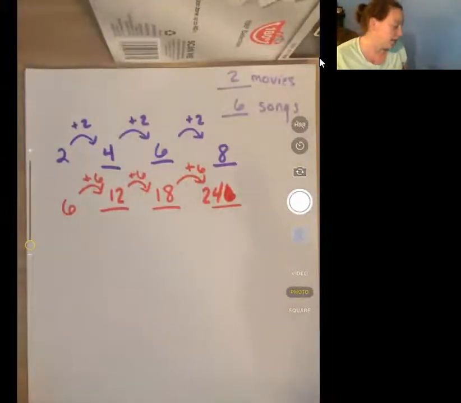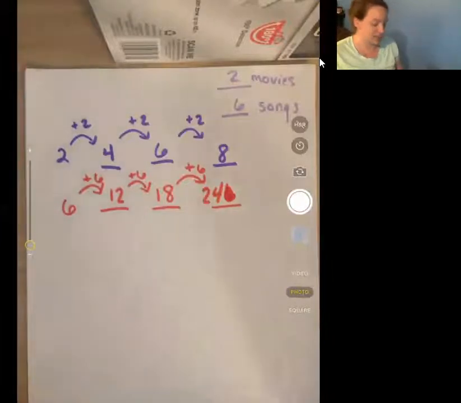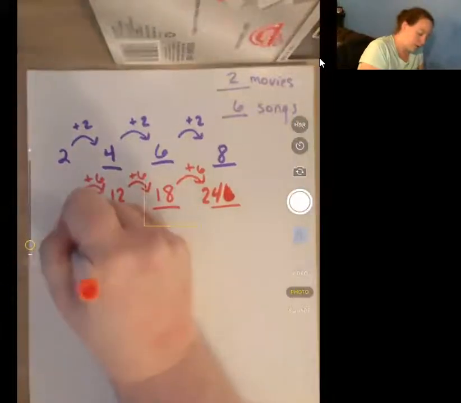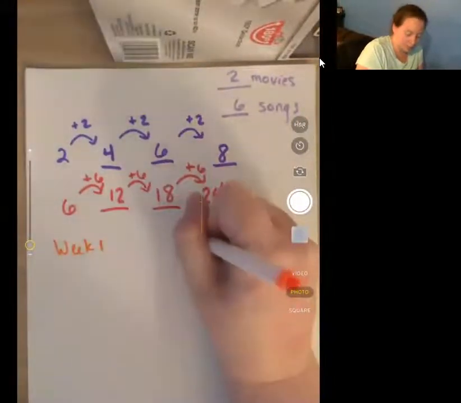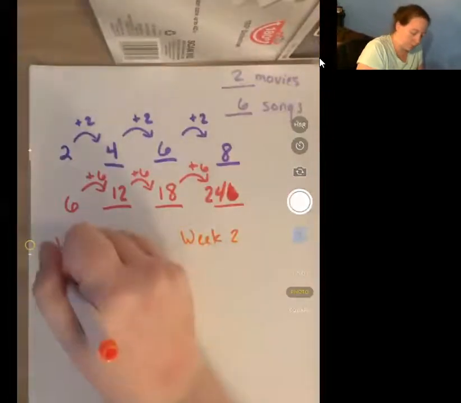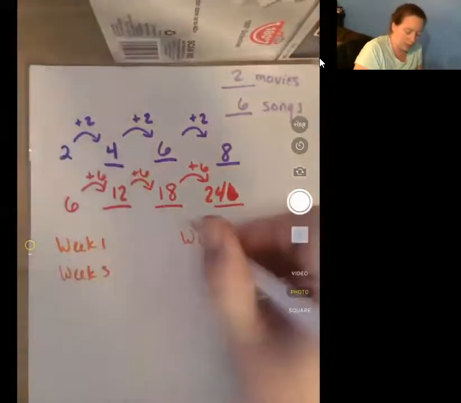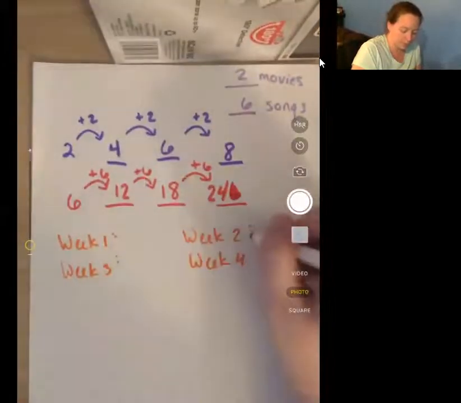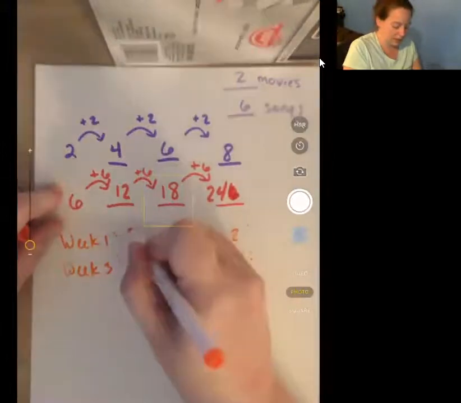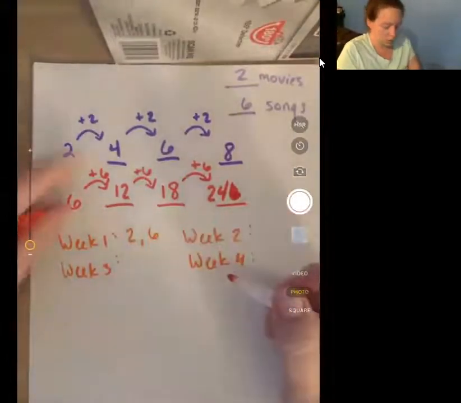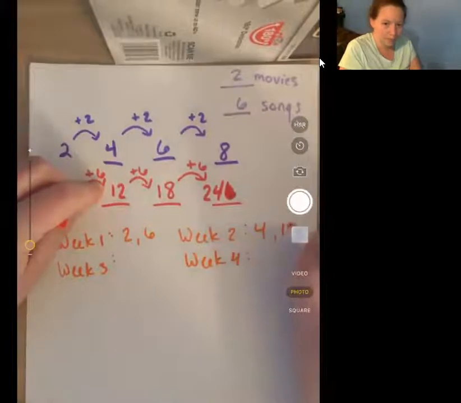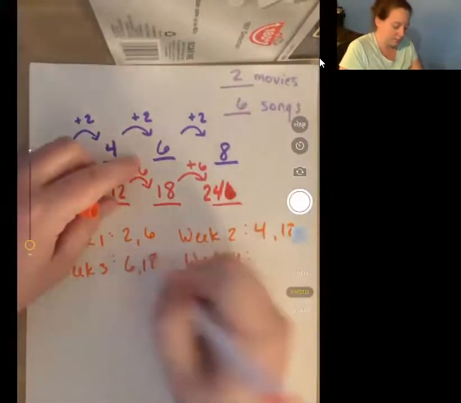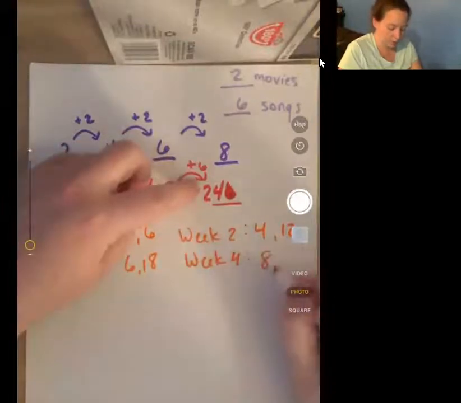Step 2, write the number pairs which relate to the number of movies. So I have week 1, week 2, week 3, week 4. So I have 2 and 6, 4 and 12. All I'm doing is taking the 2 numbers, 6 and 18, 8 and 24.